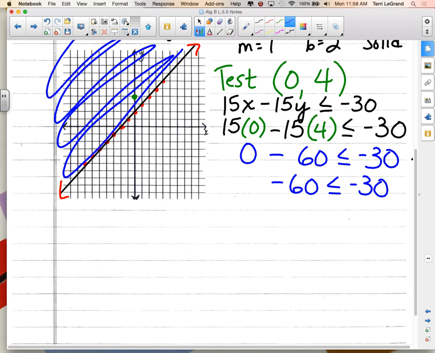I ended up with a true statement. -60 is less than or equal to -30, so it meets that standard. So my ordered pair, 0, 4, which is up there above the boundary line on the y-axis, tests true. Is this test true? Yes.